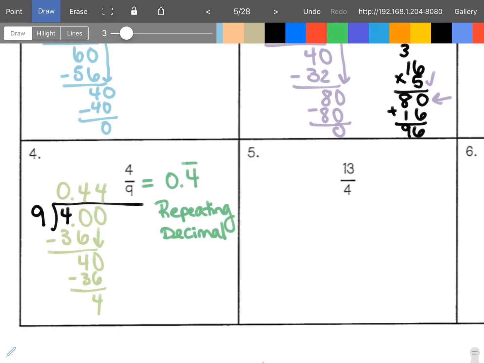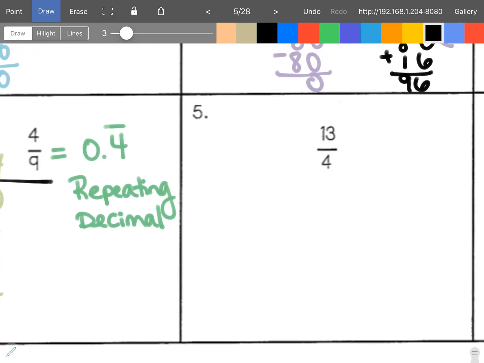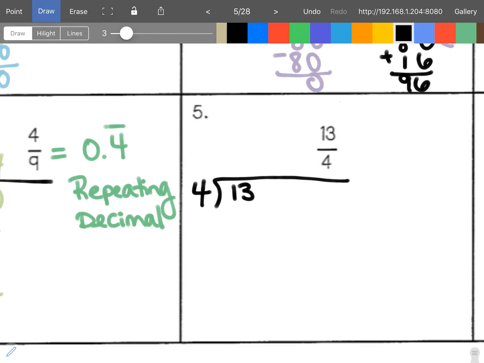All right, number 5. 13 divided by 4. Now remember, the top number is always the number that goes inside the division symbol. It's not the smaller or the bigger one. It's always the numerator that goes inside. All right, so here we go. 4 can go into 13 3 times.